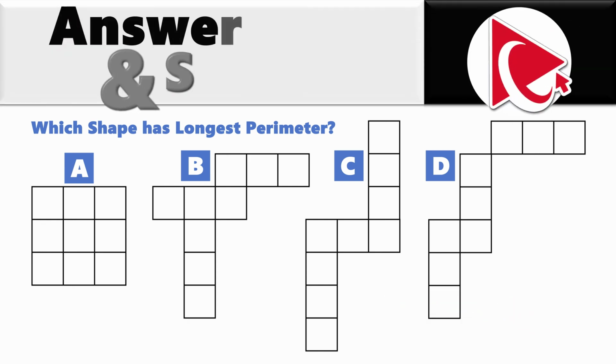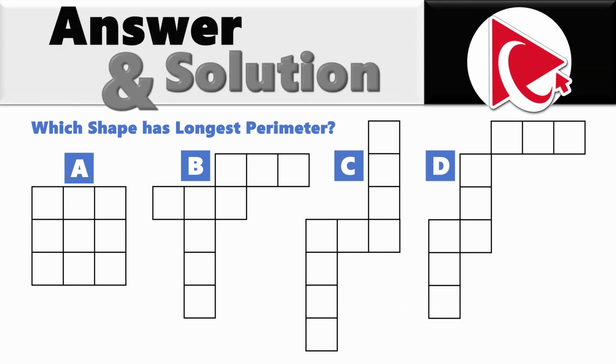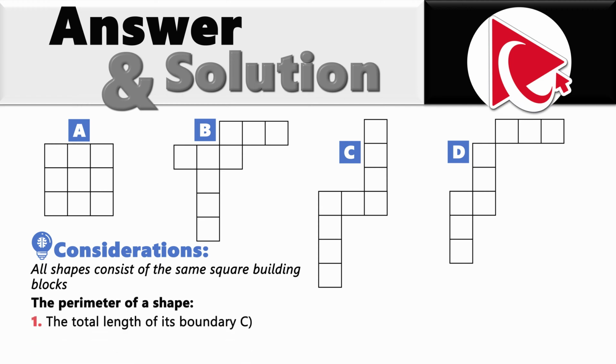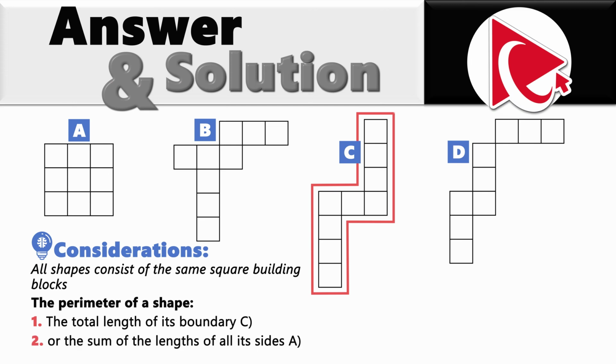To solve this challenge, let's look at some important considerations. You might have noticed that all shapes here consist of the same square building block. But because shapes are so dramatically different, perimeter of the shape can be calculated in 2 different ways. The first way is to calculate the total length of the boundaries. The example here might be shape C. And the second way to calculate the perimeter might be sum of length of all of the sides. An example of the shape might be square, which is represented by shape A.